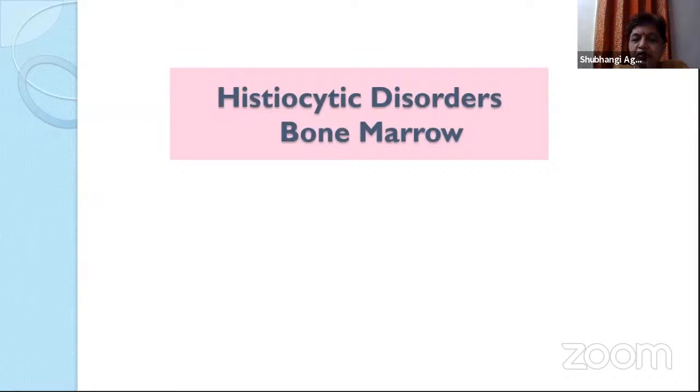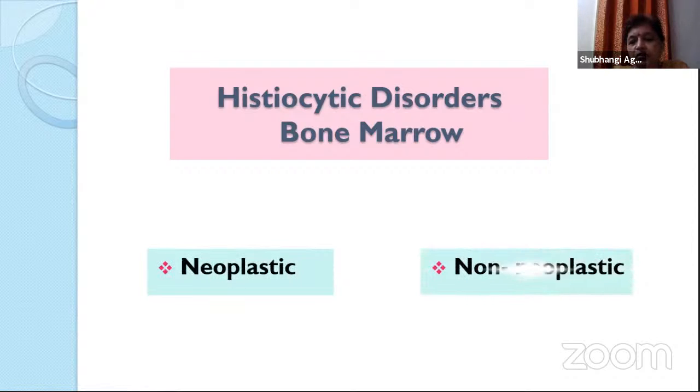So basically, histiocytic disorders of the bone marrow are mainly divided into two: non-neoplastic disorders of the bone marrow and neoplastic disorders of the bone marrow. Out of these, the neoplastic disorders are many, of which we will cover only one, and non-neoplastic disorders, I will cover many.